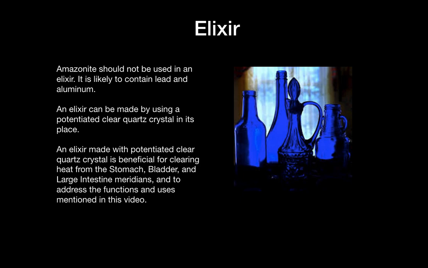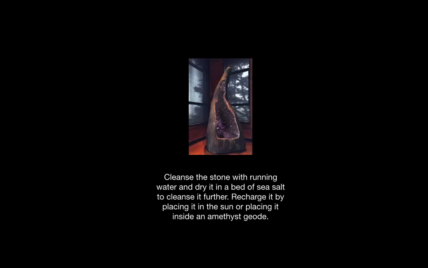This elixir is beneficial for clearing heat from the stomach, bladder, and large intestine meridians, and it is also beneficial for any of the functions and uses mentioned in this video. There are many ways to cleanse Amazonite. You can wash it with running water and dry it in a bed of sea salt. You can also recharge it by placing it in the sun or placing it inside an amethyst geode.